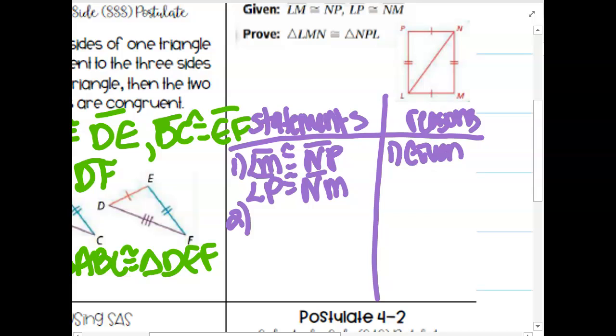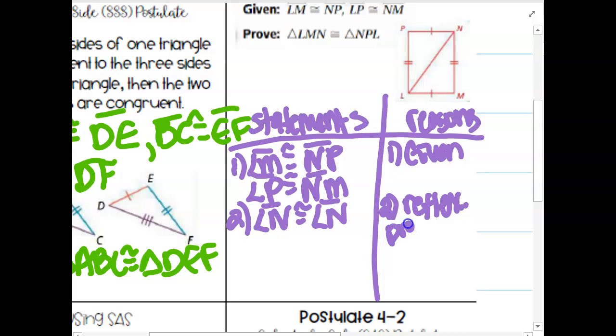So the given takes care of two of the sides. But you've got to do the third side. Well, we talked about that. The third side is the same side in both triangles. So all you have to do here is say LN is congruent to LN. It's always congruent to itself. If it's the same line in both triangles, we know that it has to be congruent. And this was called the reflexive property of congruence.